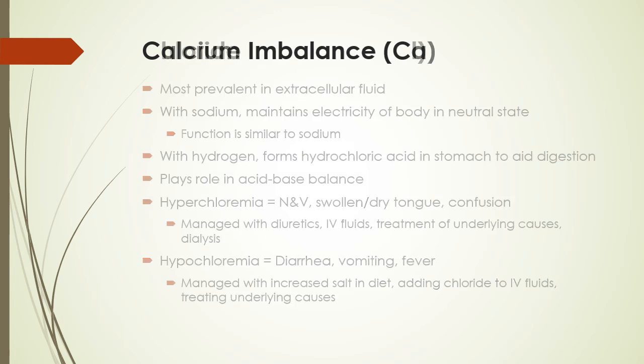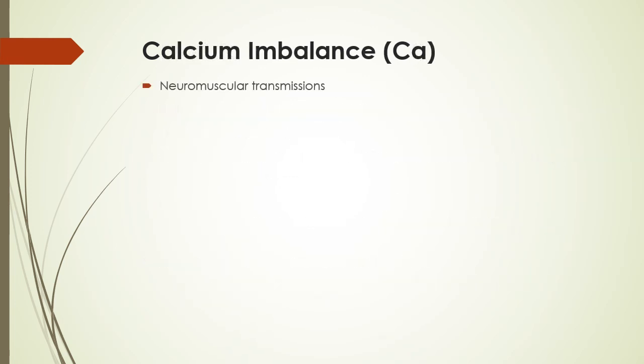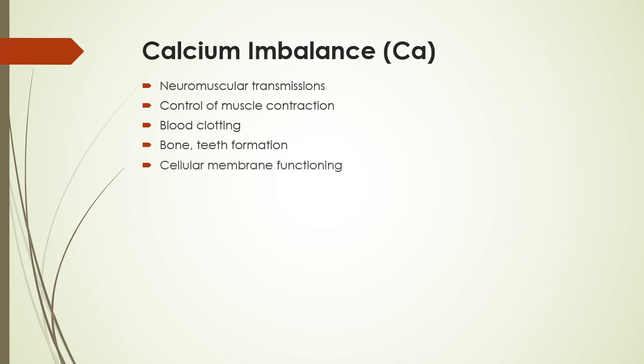Calcium imbalance. Calcium is used for neuromuscular transmissions, just like potassium. It helps control muscle contraction and blood clotting. When your calcium level is low, you're going to have bleeding problems. It's used for bone and teeth formation, and it's also used for cellular membrane functioning.